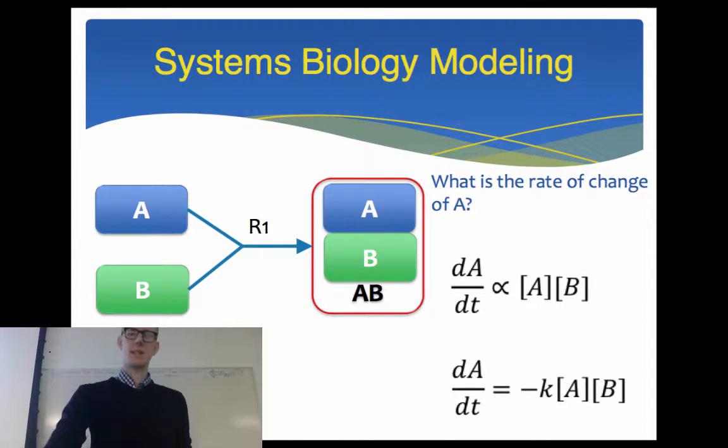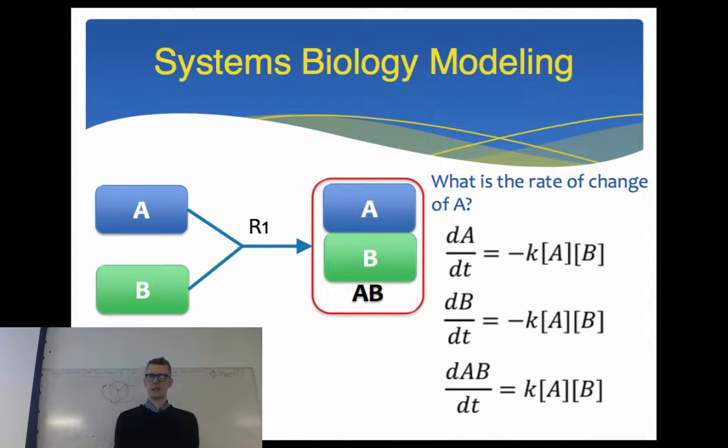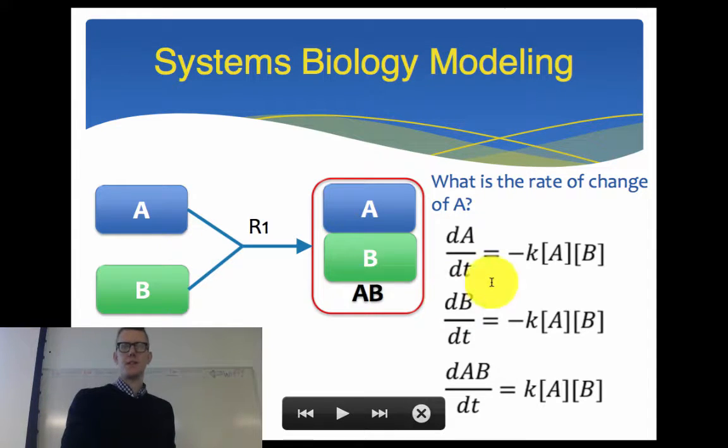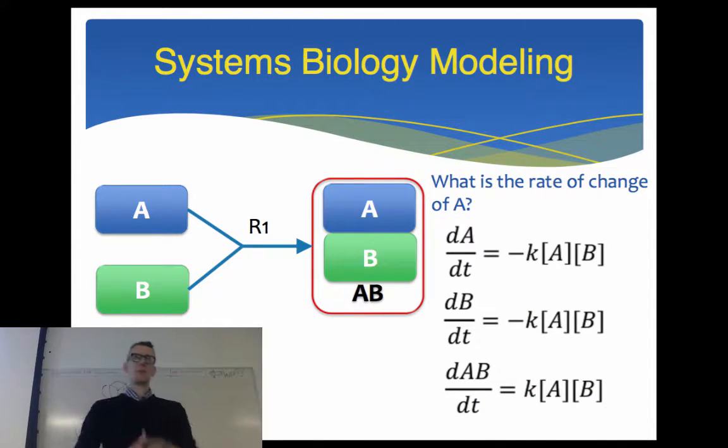Okay, so this is our very basic system, and you can do this for each metabolite in the system, and you get the same equation for everything. The rate of change of A is going to be negative kAB. The rate of change of B is going to be negative kAB, because for one A going into the system, one B is also going into the system. And then the rate of change of the complex AB is going to be exactly the same but positive. So as A and B go down, AB goes up, and all the mass is conserved.